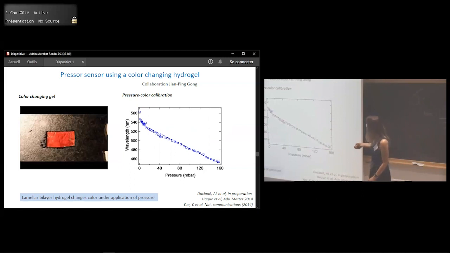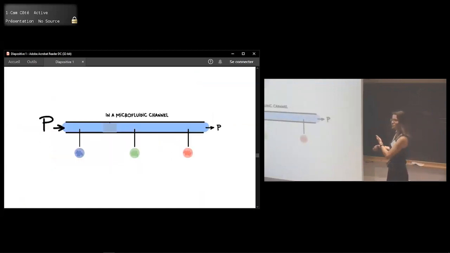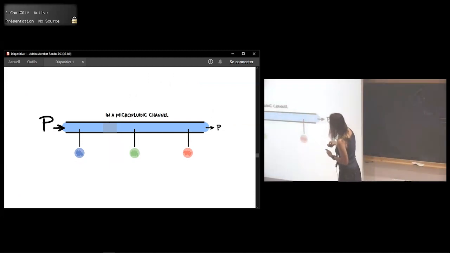And you can actually see that you have a linear relationship between the color and the applied pressure. So once we had that, we said, okay, now maybe let's try to implement this in the microchannel. And we used the same design principle as the one that you saw before. And these beautiful animations have been made by Martina, my postdoc, so you can see that it's not me who did them. So we said, okay, let's try to do the same as we did before.